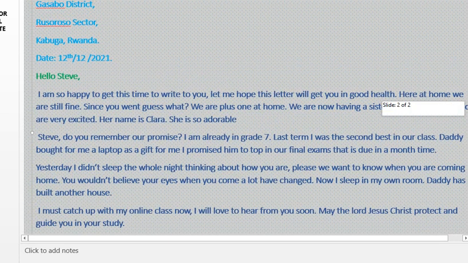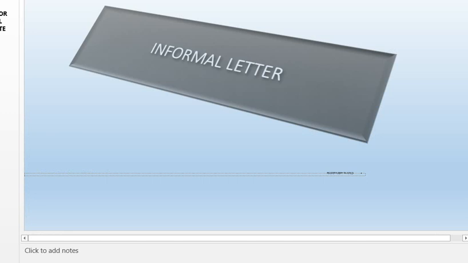Please remember to keep the layout depending on the type of letter that you want to write.